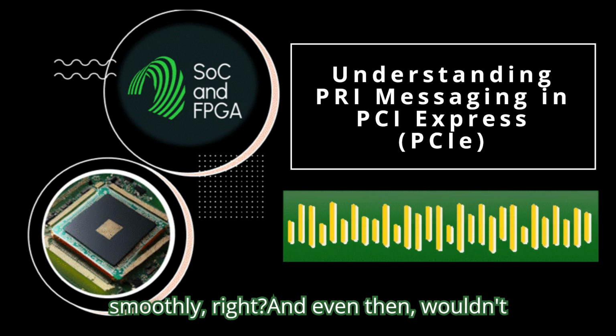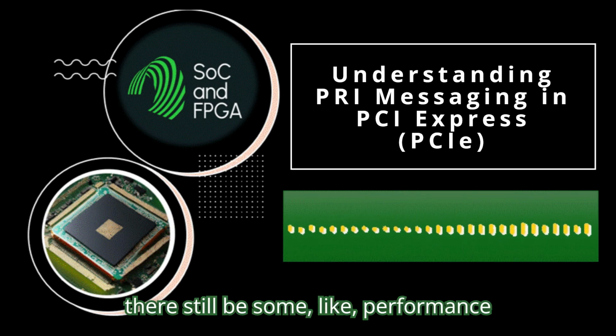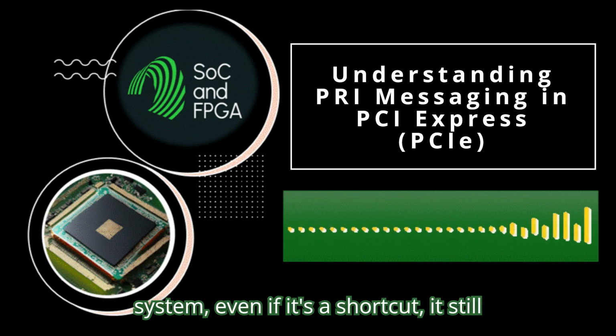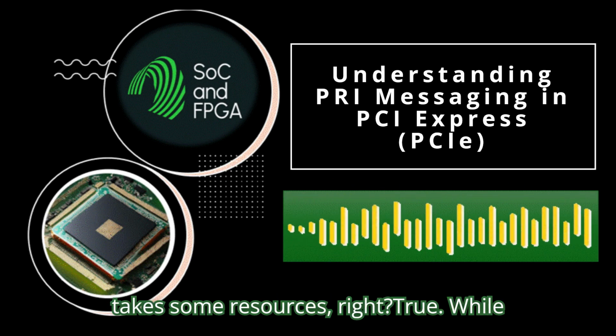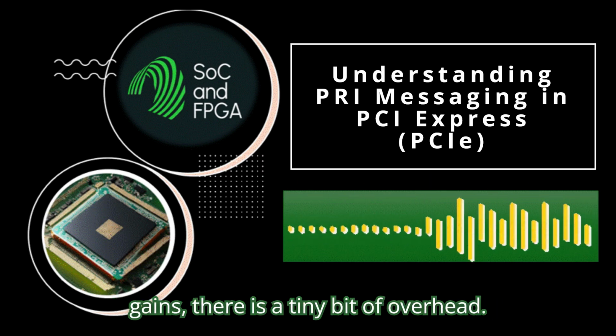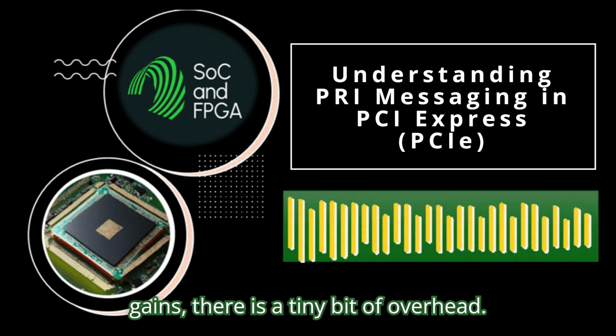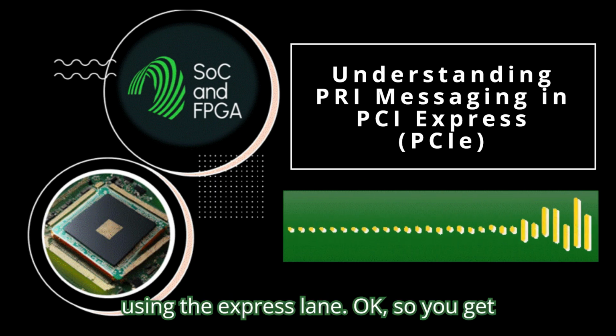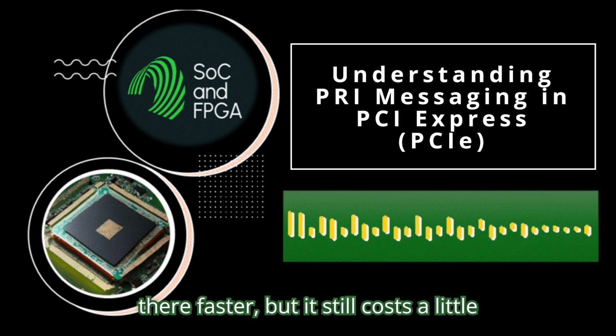Right. And even then, wouldn't there still be some, like, performance overhead? Adding another process to the system, even if it's a shortcut, it still takes some resources, right? True. While PRI messaging generally gives you big gains, there is a tiny bit of overhead. Think of it like a small toll you pay for using the express lane. Okay, so you get there faster, but it still costs a little something.